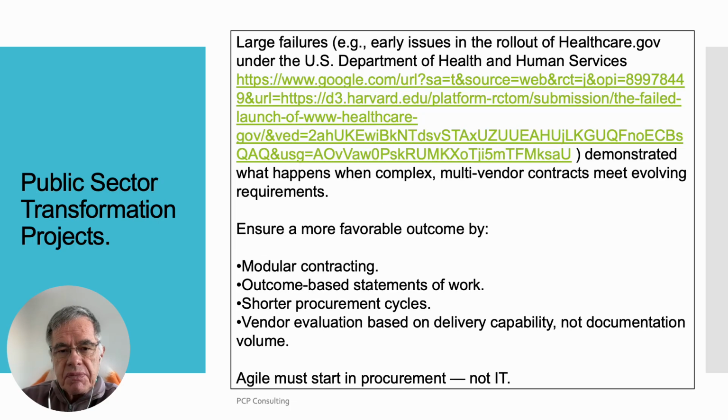Large failures, for example, early issues in the rollout of healthcare.gov under the US Department of Health and Human Services at the following link, demonstrate what happens when complex multi-vendor contracts meet evolving requirements. Ensure a more favorable outcome by modular contracting, outcome-based statements of work, shorter procurement cycles, and vendor evaluation based on delivery capability, not documentation volume. Agile must start in procurement, not IT.